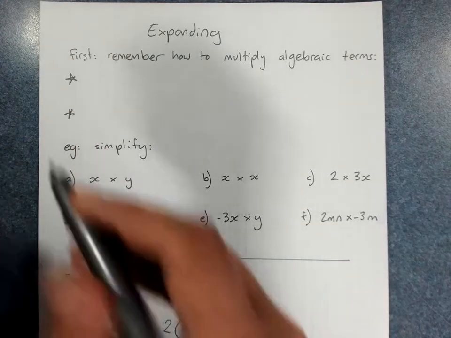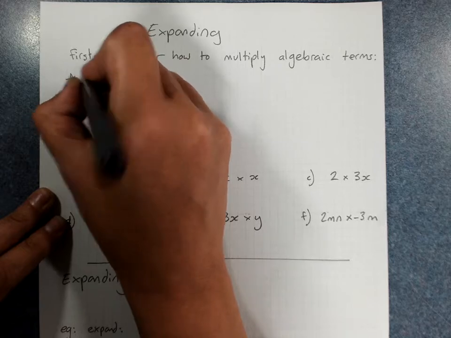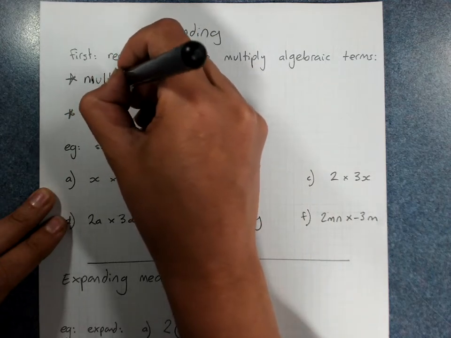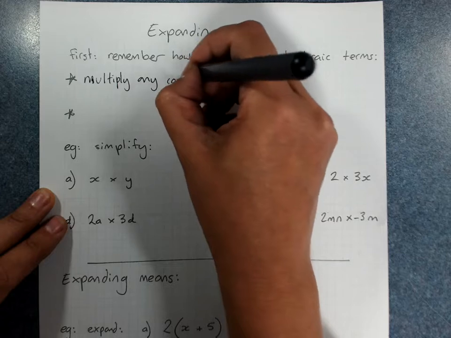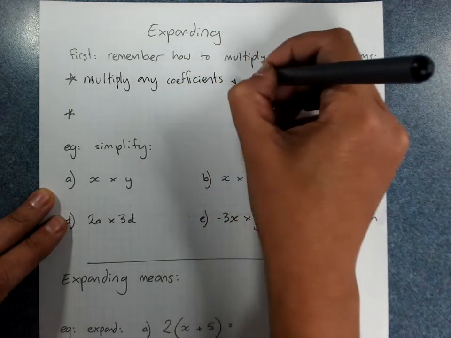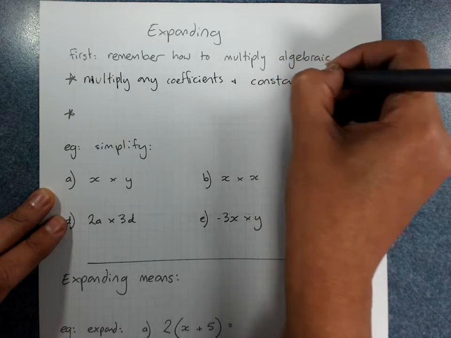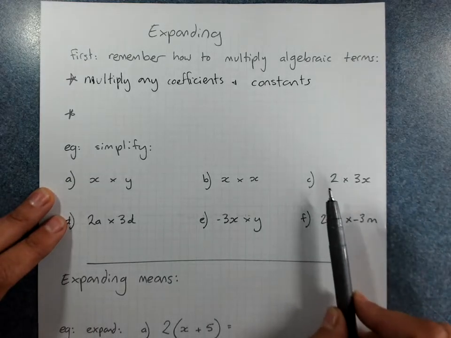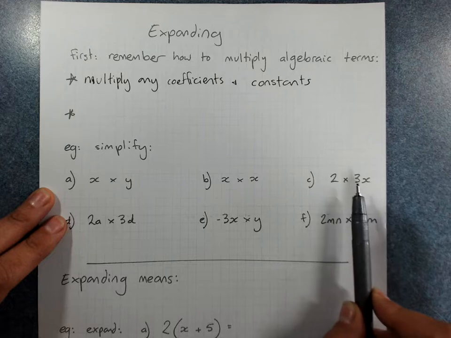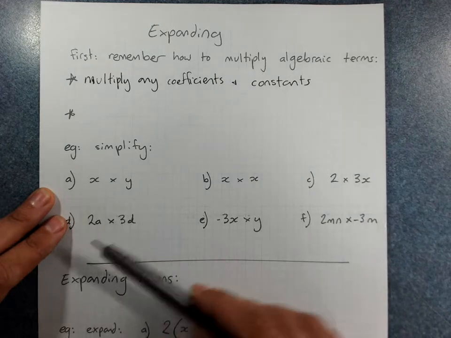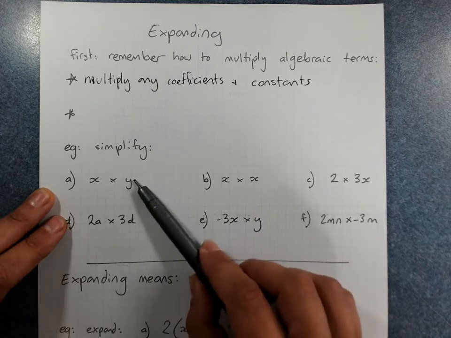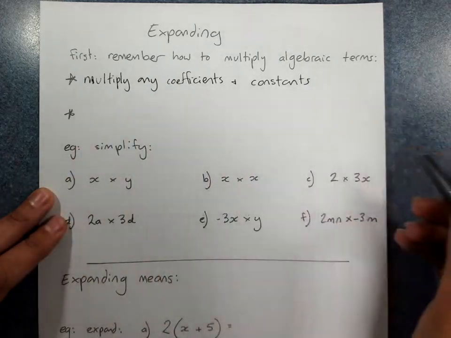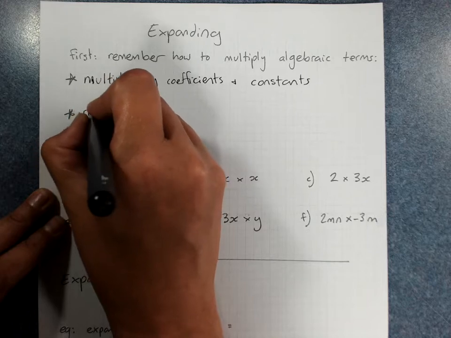So our first step is that we multiply whole numbers and coefficients. Basically any big numbers we multiply. Any coefficients and any constants, that is numbers on their own. So here you can see I've got a constant, 2. I've got a coefficient, 3. I've got some coefficients there. So it's the large numbers, not the little squared numbers after a letter. The large numbers we can multiply together. And then we remove any times signs.